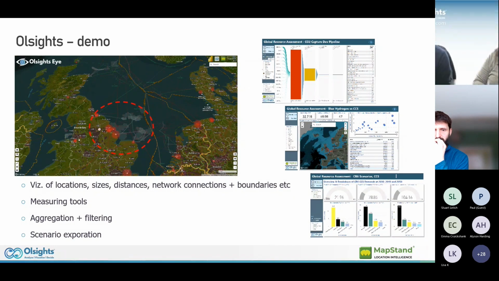What's inside that? It's visualization of the locations of things: what's where, how big, how far away. It allows you to really understand network connections and boundaries in a visual way. That's static data. We give this away as a public preview at the moment, so that's available for anybody to go and have a look at.